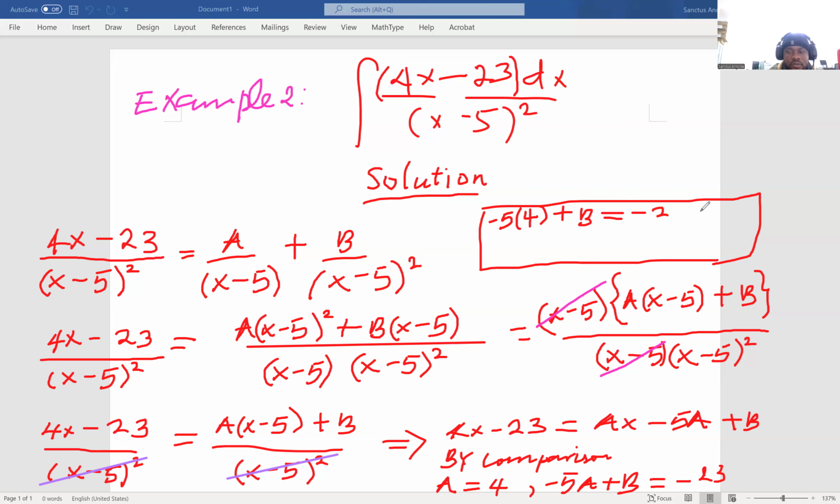So this implies that minus 5 times this gives you minus 20. If you throw it to the other side of the equation, it becomes that b is equal to 20 minus 23. So b is equal to minus 3. All right. I hope you followed that carefully, step by step.